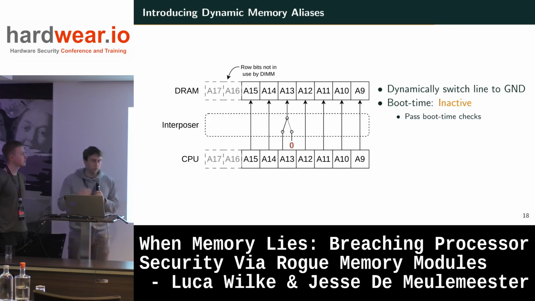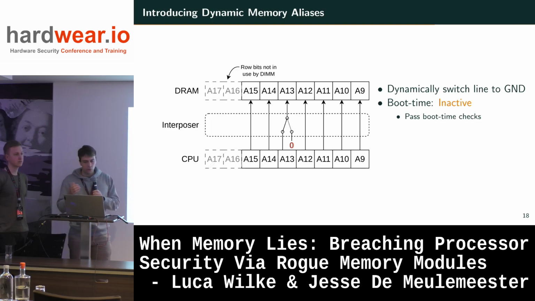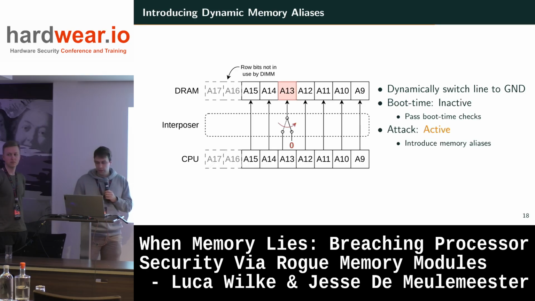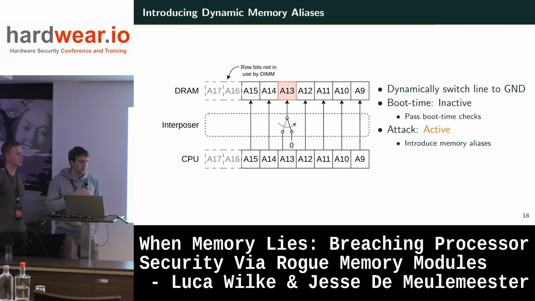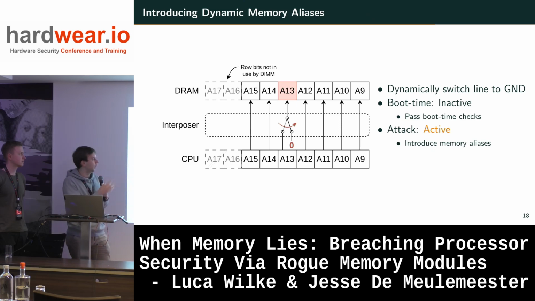So if we just add a simple switch on one of these lines, a simple switch that can allow us to connect either this bit from the CPU or connect it to ground, we can dynamically introduce these kind of aliases. At boot time, when this memory aliasing check is performed, we just have this switch be inactive. We just connect the CPU to the DRAM. But when we want to do the attack, we switch this line to ground. And this allows us to again introduce these physical memory aliases. Because now we have 2 different addresses on the CPU side, where this A13 bit is 1 or 0, that map both to the same location in the DRAM, where this bit is 0.